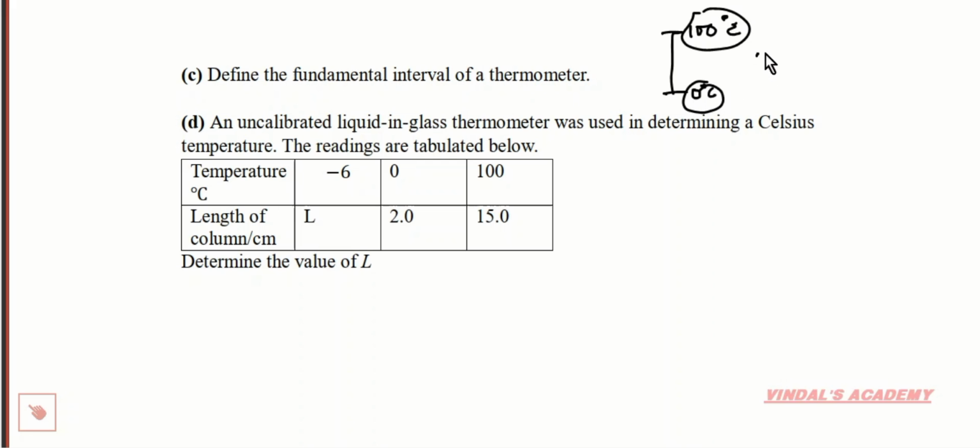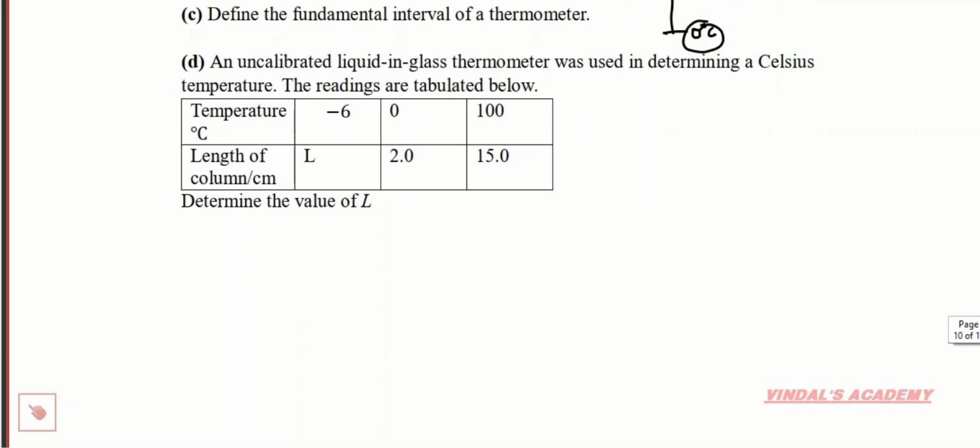But this one is for Celsius scale. If you go to Kelvin scale, it's different. If you go to Fahrenheit, it's different. And that is it. Let's go to number 9D.